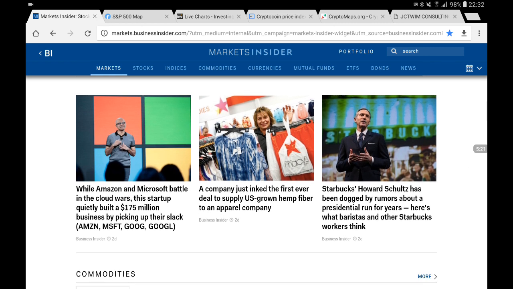Next, over here, you see we have the CEO of Microsoft. So let's read. While Amazon and Microsoft battled in the cloud wars, the startup quickly built a 175 million US dollar business by picking up their slack. So over here, that's a great and huge competitor for Amazon, Microsoft, Google, and the Alphabet Group. Next, you see over here, the CEO of Starbucks, Mr.